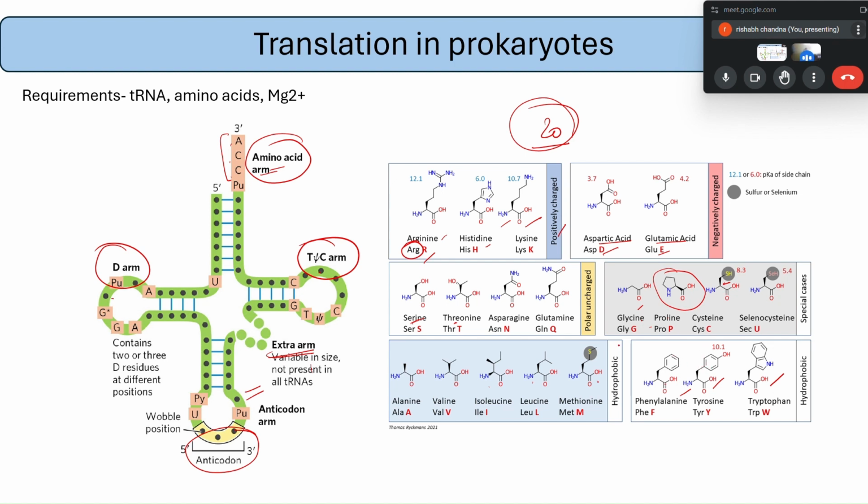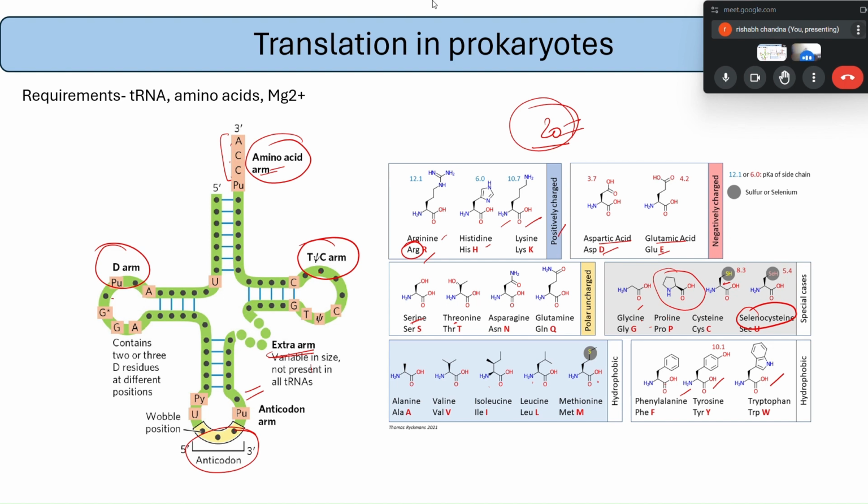So these were the 20 different kinds of amino acids that are proteogenic, and we also have pyrrolysine, that is not mentioned here. Selenocysteine and pyrrolysine have been found in bacteria only, and are not found in the eukaryotic system.